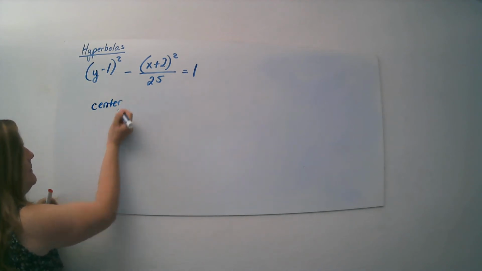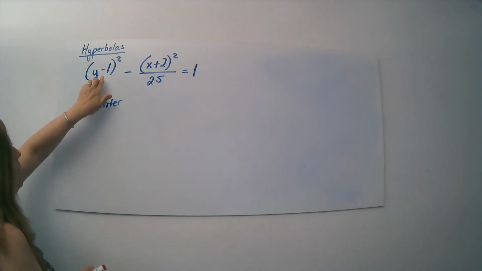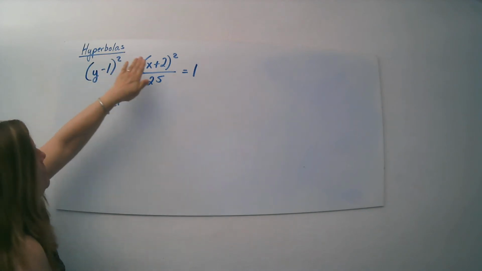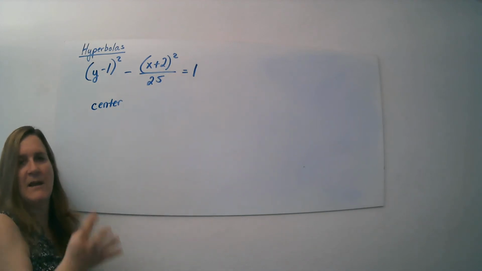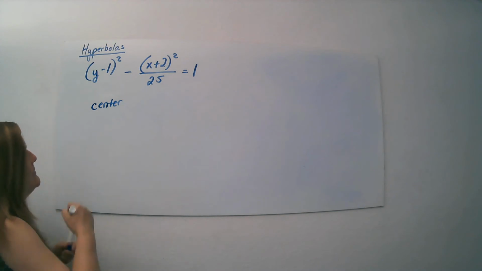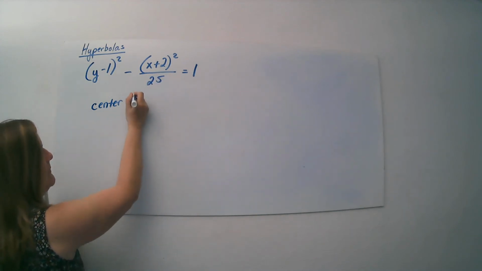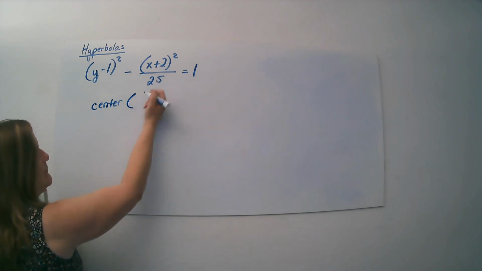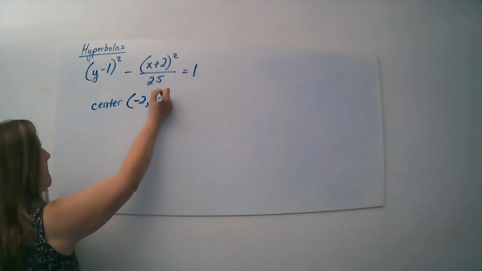For our center, we do have to take care. It is easy to just grab the ordered pairs using this value followed by this value, but remember, the x-coordinate is with the x and the y-coordinate is with the y. So for this one, the center would have an x-coordinate coming from here. So the opposite of this number, so negative 2, comma 1.